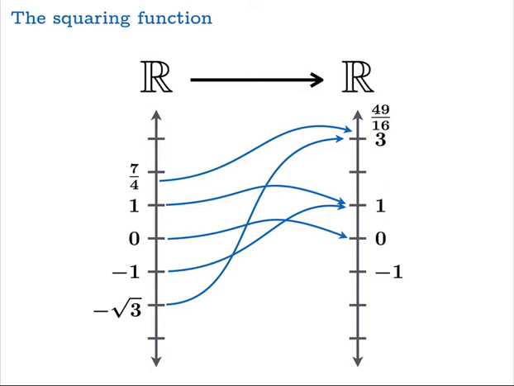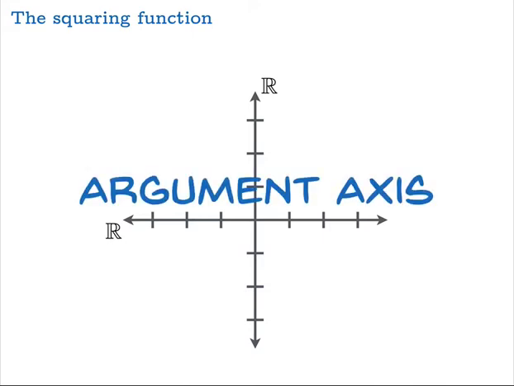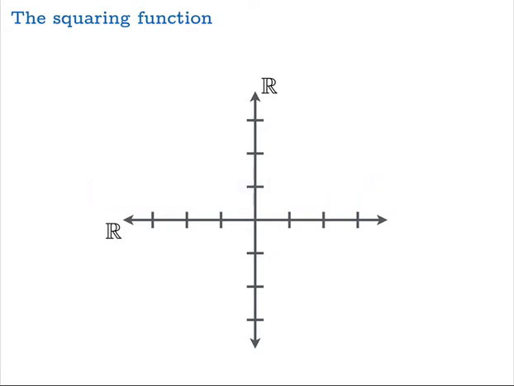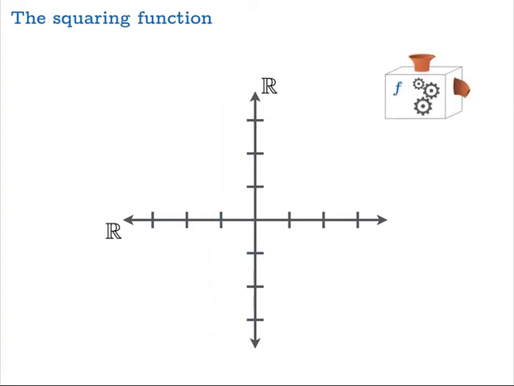It's a little more organized, but still we're sort of missing the point here, because what we could do is take these real axes and just turn them 90 degrees. We're going to think of this horizontal axis as being the argument axis, and the vertical axis as being the value axis. So now when we look at the squaring function, for example, negative 1 is the argument and 1 is the value. Negative 1 squared is 1, so we'll look along the argument axis for negative 1, along the value axis for 1, and we will plot the point negative 1, 1.